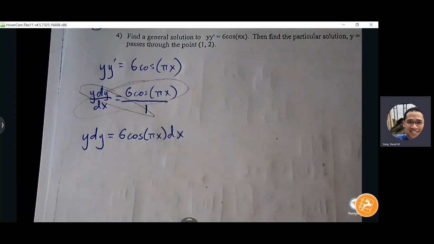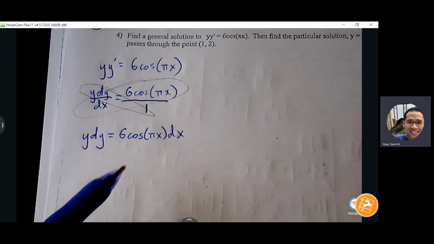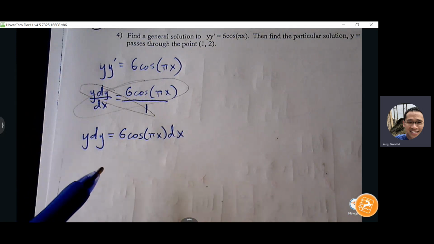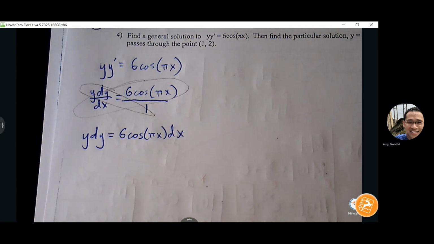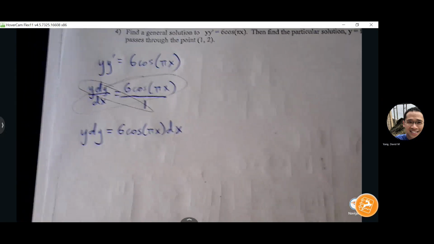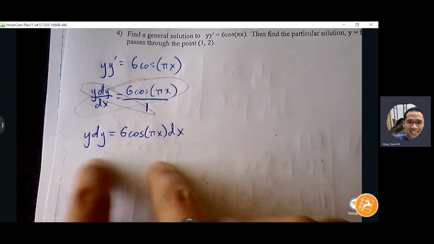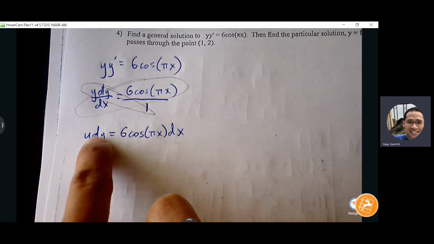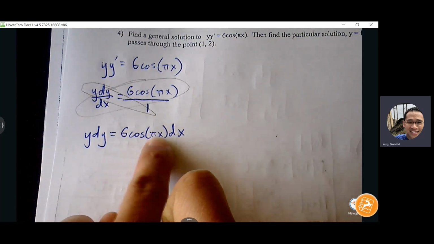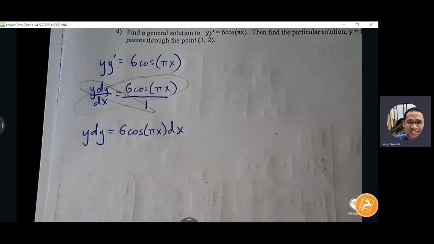And now I'm going to take a step back and ask myself, okay, do I have full separation? Do any of the x's and y's have to be moved? So do we already have full separation? Yes. Okay, so in this case, we don't have to move anything else because the y is already with a dy, the cosine, the x is already with a dx. Okay.